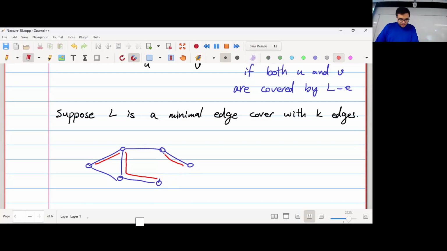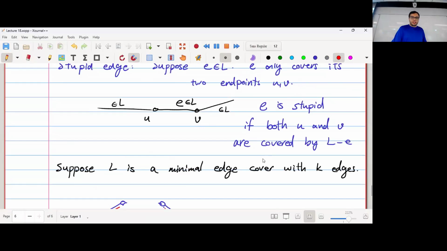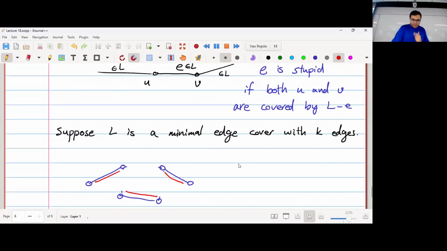And finally, I have this edge, which is stupid. I can remove this too. I had already removed that one. And this one was not in my edge cover at all. It's like a matching. Right? But it's not always going to be a matching. So what can I say when I'm removing these stupid edges? What can I say about the degree of every vertex in the remaining graph?